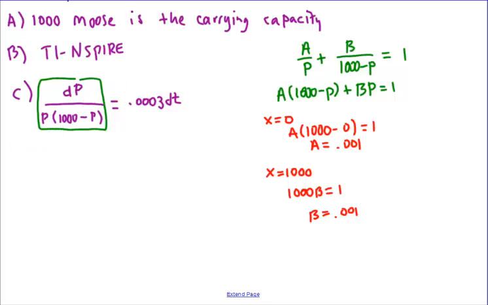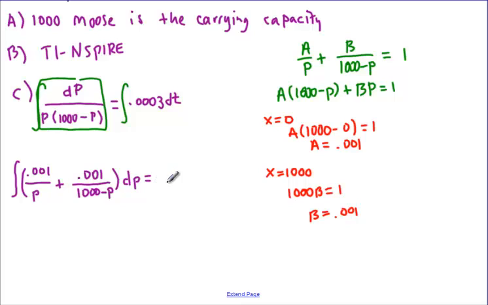Well, what does that mean for us? That means that the integral that we're looking at, when we integrate both sides, what we're going to end up with is the integral on the left will be 0.001 over P plus 0.001 over (1,000 minus P), and on the right, we're going to end up with 0.0003 t. So that's not too bad.